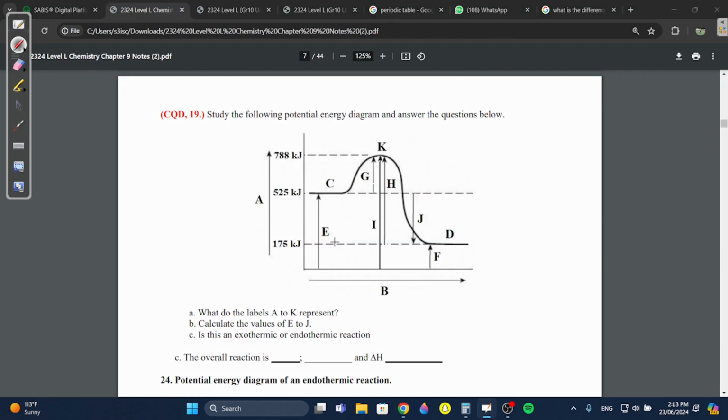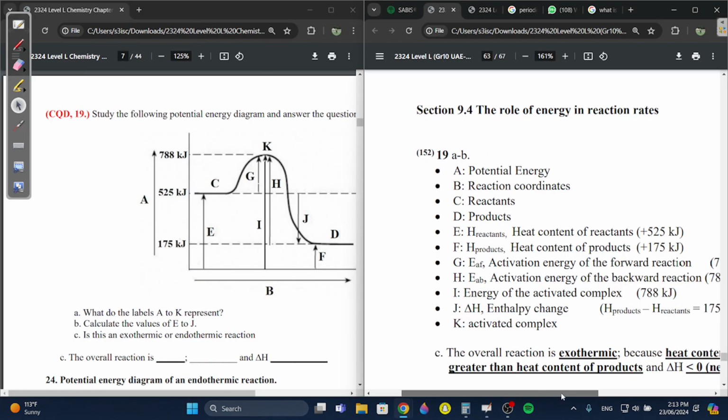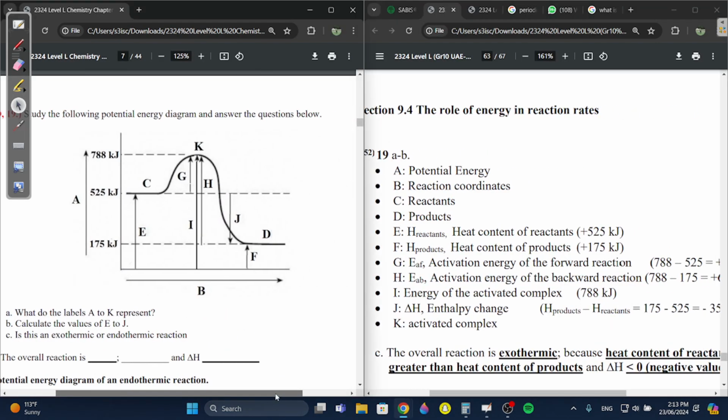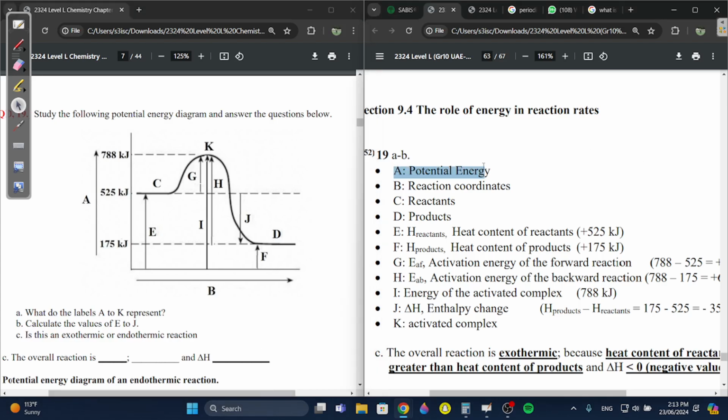Here A is the energy, right? So we can say A is the potential energy. That's an easy way to memorize it. B is what we call the reaction coordinate. Okay, I'm going to put the answers side by side. Like this. For A, potential energy.